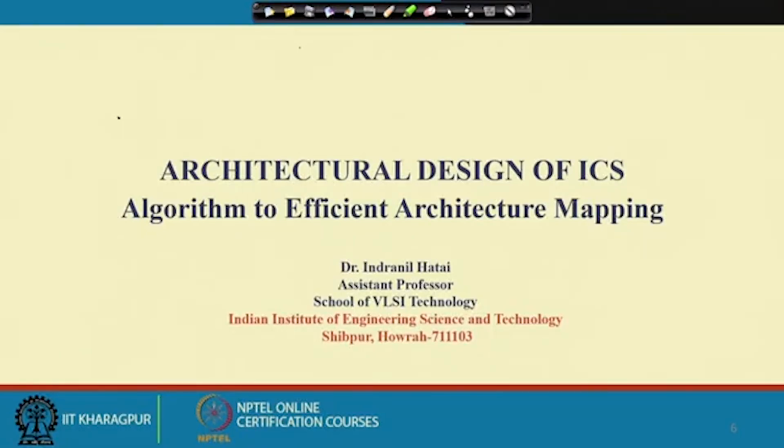Hello everyone, welcome back to the course on architectural design of ICs. In the last class we have seen the one's complement circuit, the controlled one's complement circuit, and we have discussed the two's complement. We find the one's complement of the number first, then we add 1 to that, and that becomes the two's complement.